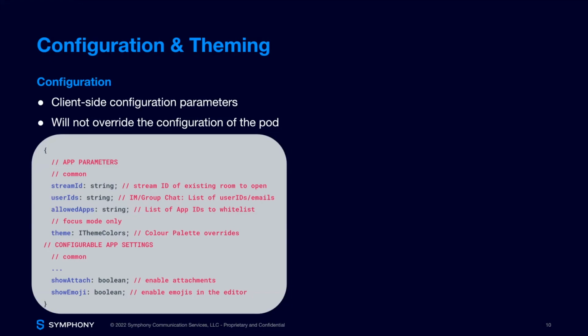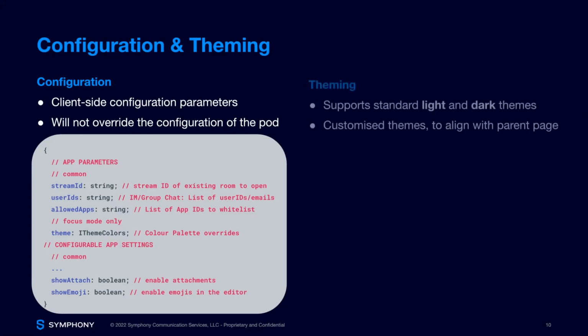For example, whether users can use emojis or send attachments, define whether users can search chats, bookmark messages, and show room titles in the header. You can also set which color palette will be used, either the dark theme or the light theme. It's important to note that these settings will not override the configuration of the pod environment. For example, if your pod environment does not allow attachments, then the setting show attach set to true will not do anything.